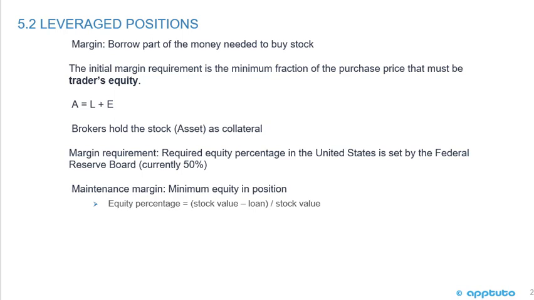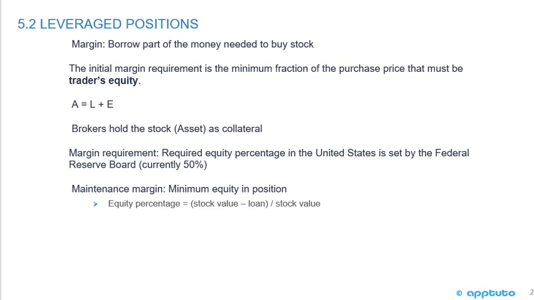When we talk about trading on margin, it's when we borrow part of the money needed to buy the stock. The initial margin requirement is the minimum fraction of the purchase price that must be the trader's equity. To be clear, the initial margin is the initial E, the trader's equity, not the amount that you're borrowing, but the amount that you have to put in.